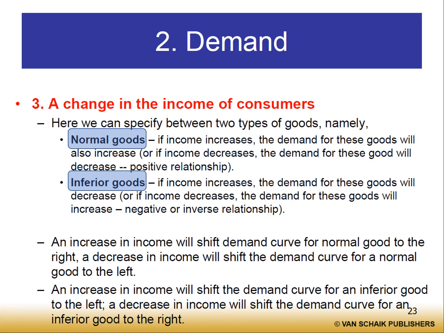What does this translate to in terms of the graphical illustration of supply and demand? Well, an increase in income will shift the demand curve for a normal good to the right, whereas a decrease in income will shift the demand curve for a normal good to the left, and conversely for inferior goods.